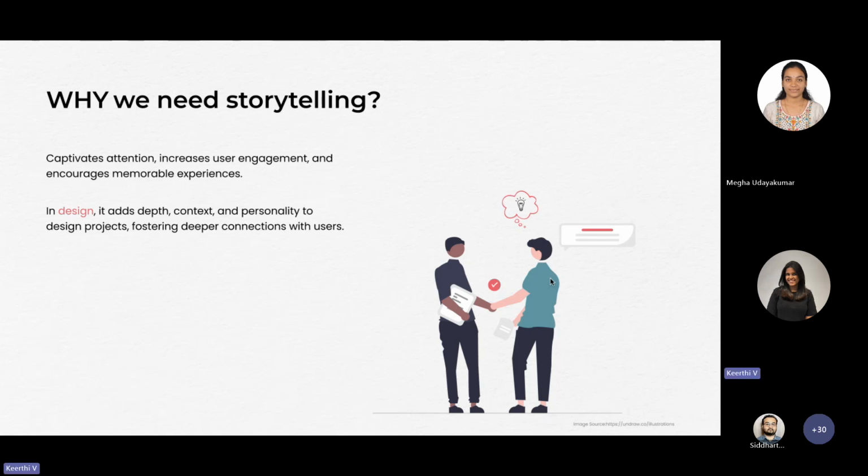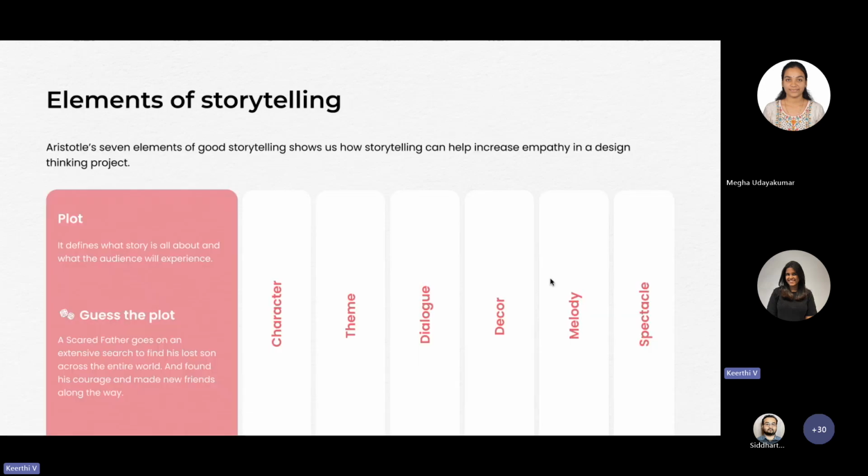So now we know we need a story, we need storytelling, and we also know we all are storytellers. But what is a story? What makes a story? What are the different elements of a story? So there are many theories or frameworks that have been created to define the story and storytelling. But today we'll be looking into Aristotle's 7 elements of good storytelling. And this is the basic and the simplest way to understand how we create a story.